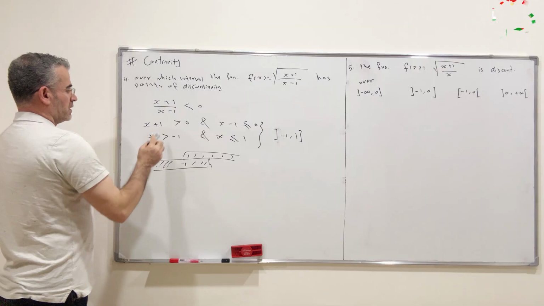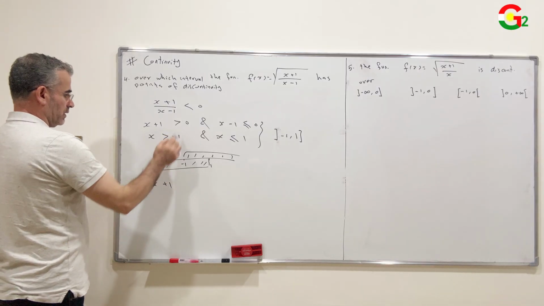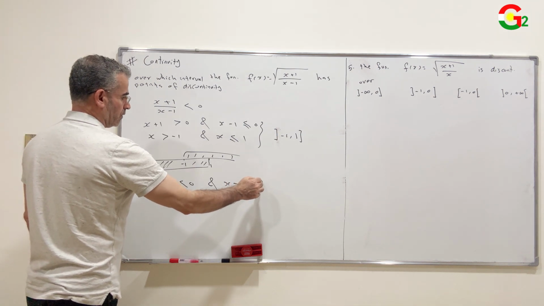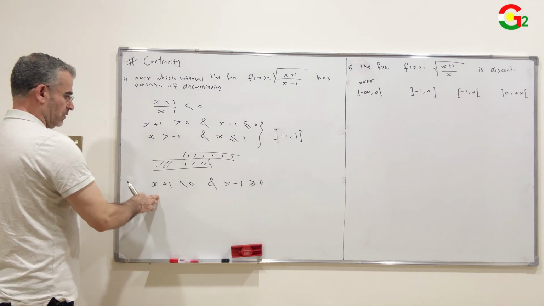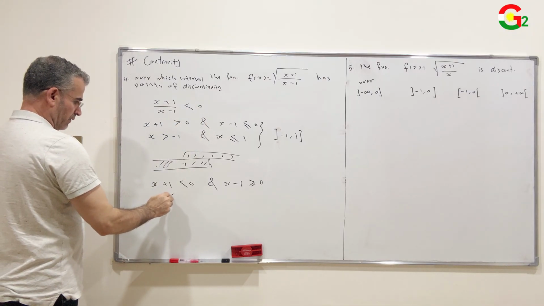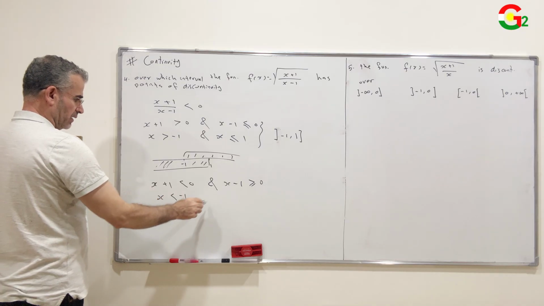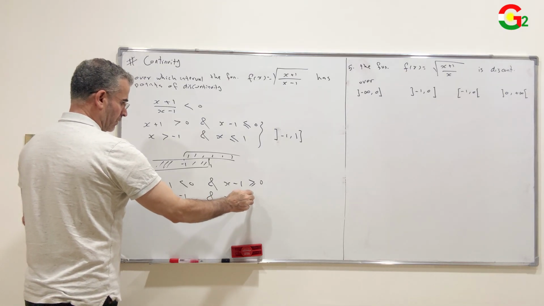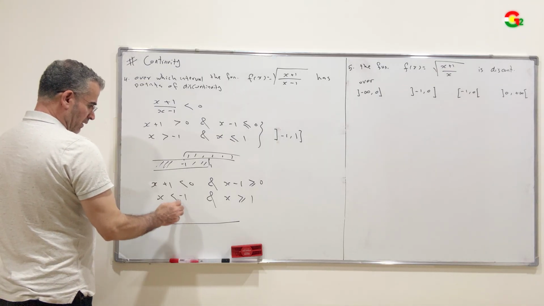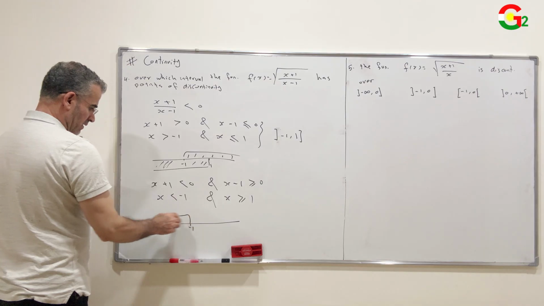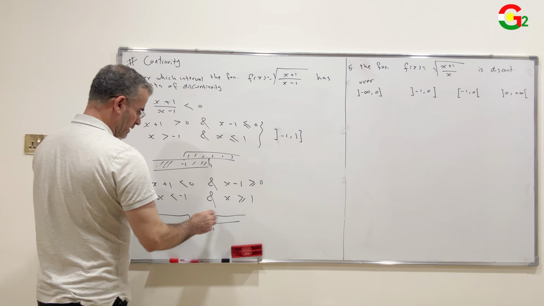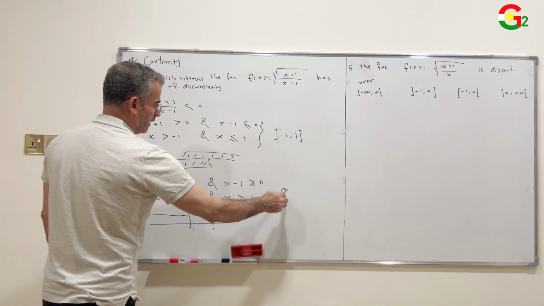The second case, when x + 1 < 0 and x - 1 ≥ 0. In this case also, this term will be less than 0. Let me solve these two inequalities: x < -1 and x ≥ 1. The intersection of these two intervals, x < -1 and x ≥ 1, is phi.